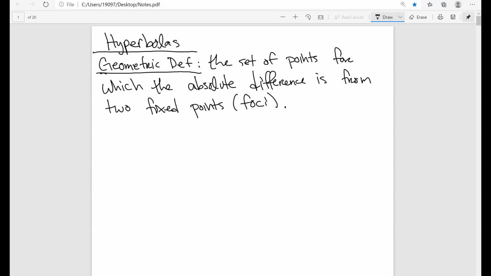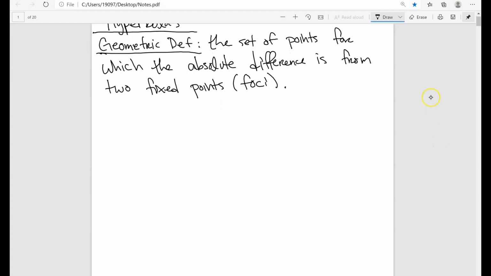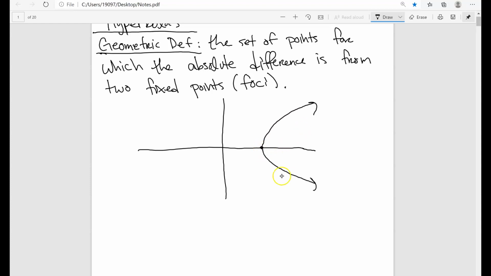Okay, so now we're going to talk about the third type of conic section, which is going to be the hyperbola. So the hyperbola, basically, the geometric definition is just the set of points for which the absolute difference of the distances is constant from two fixed points, which are called foci. So you can kind of think of the hyperbola as the opposite of the ellipse. So imagine that the ellipse is closing inside. Well, now the hyperbola is, imagine that it's going towards the outside.